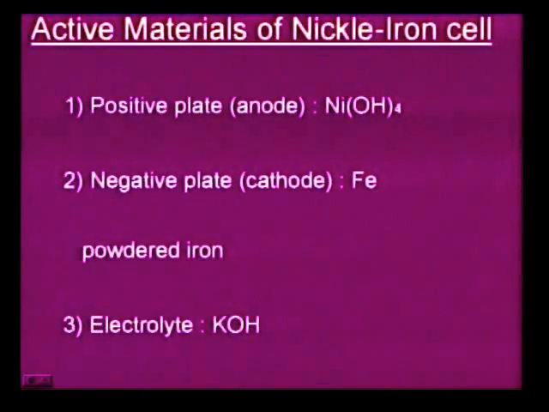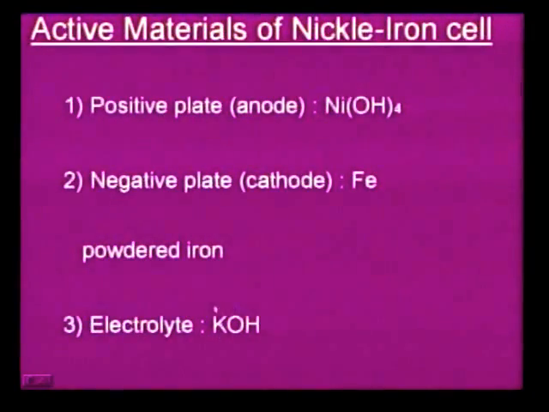The nickel iron cell is an alkaline cell. The active materials used in nickel iron cell are: the anode, or the positive plate, consists of Ni(OH)4, nickel oxide, nickel hydroxide. The cathode, which is the negative plate, is made up of iron, that is powdered iron, and the electrolyte is KOH, potassium hydroxide.